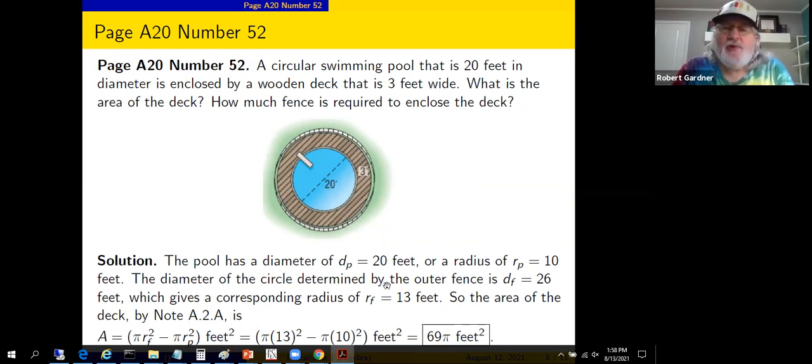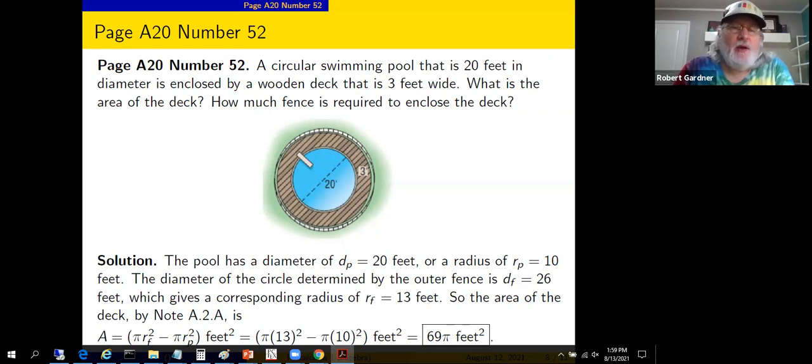The diameter of the circle determined by the outer fencing, we have to find that circumference because that's the amount of fencing that it takes. The diameter there is 26 feet, 20 feet here, plus 3 feet there, plus another 3 feet on the other side. So it's 26 feet for the diameter of the circular fencing that'll be on the outside. So the corresponding radius is half of that, 13 feet, will work in terms of radii.